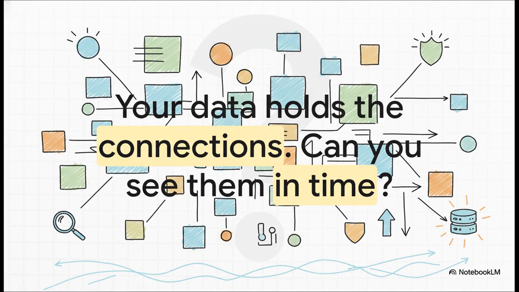And that really brings us to the final question you should be asking yourself. All the insights, all the risks, all the opportunities, they're hiding in the connections within your data. The real question is, can you see them fast enough for it to matter?